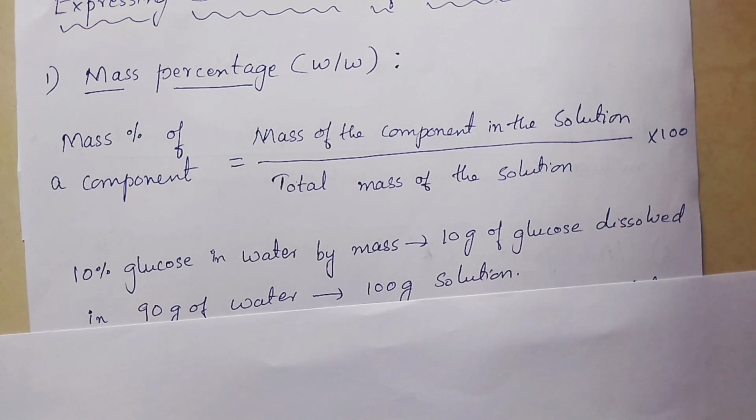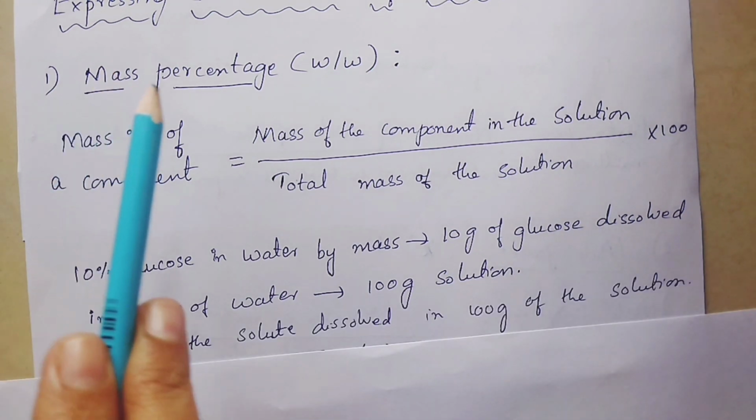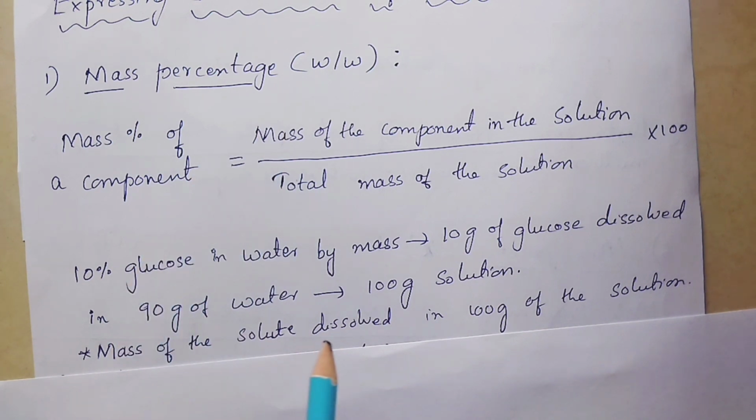We'll take an example. If there is 10% glucose in water by mass, that means 10 gram of glucose is dissolved in 90 gram of water to obtain 100 gram of the solution. So in simple words, mass percentage is the mass of the solute dissolved in 100 gram of the solution.